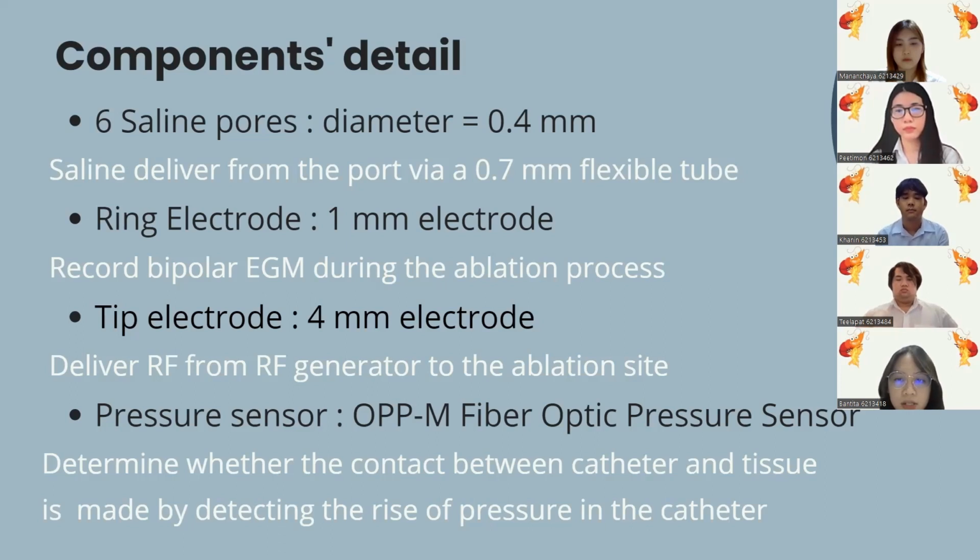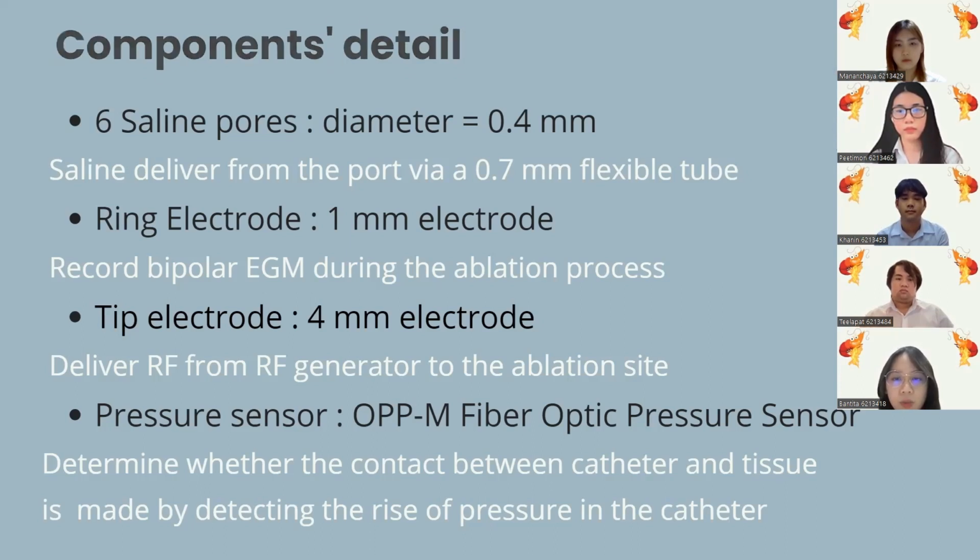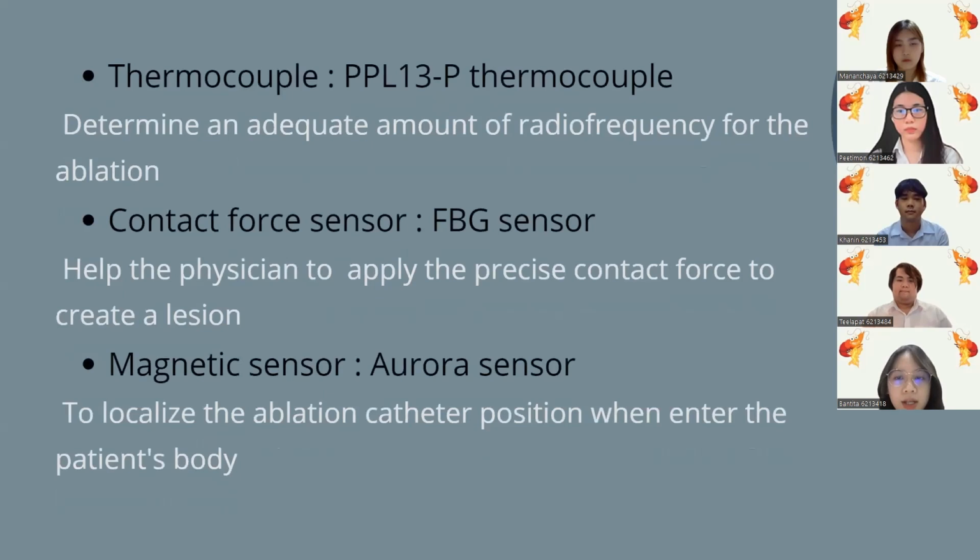A pressure sensor is used to determine the contact between the catheter tip and the myocardium in order to initiate the ablation process. When the catheter touches the tissue, the pressure within the catheter is raised since the saline pores are blocked by the tissue. This is detected by the pressure sensor. Next we have a thermocouple. It is used to measure the temperature of the catheter tip, and to determine an adequate amount of radio frequency for ablation.